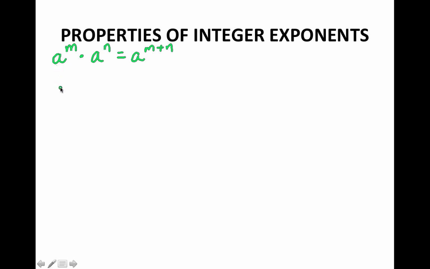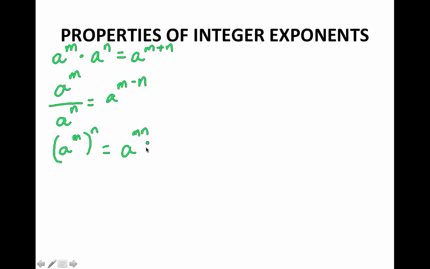So when we multiply the same base to a power, we add the powers. When we divide with the same base and different powers, we subtract the exponents. When we have a power to a power, like this, a to the m to the n power, that's the same thing as a to the mn. So when we raise an exponential to a power, we just multiply the exponents.